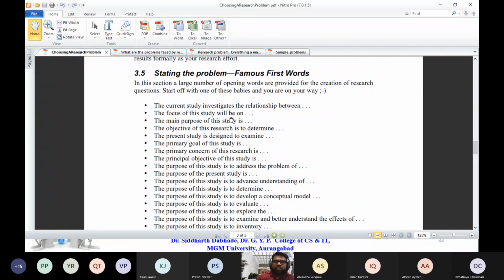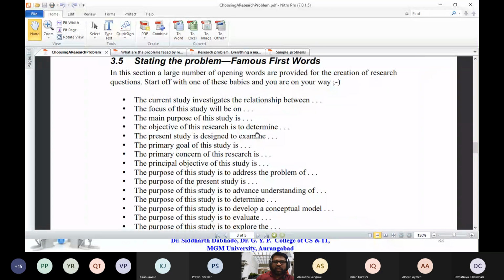So how to write the objective? In this manner, you need to write your research objective or your questions. The current study investigates the relation between, so you need to find out the relationship between two variables, two objects, two systems, anything. You need to start writing the objective in this manner. The second one is: the focus of this study will be on.